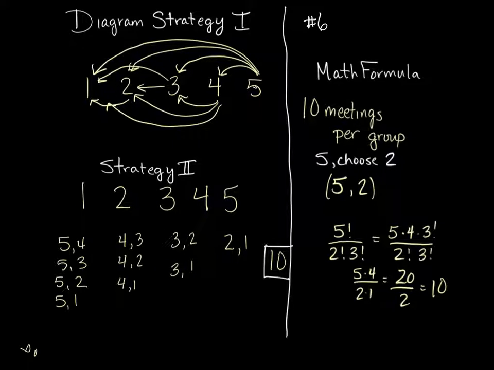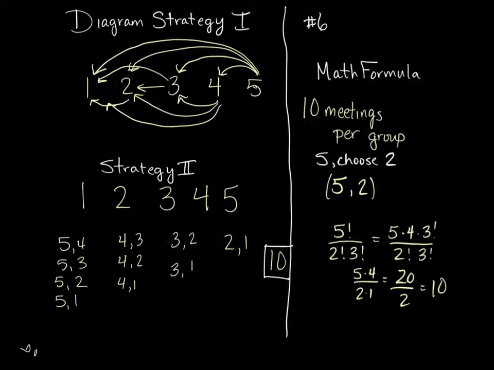So I drew some diagrams over here, and I'll just look at this one first. At the top, all I did was person 5 has to meet with 4, they meet with 3, they have to meet with 2, they have to meet with 1. Then 4 has to meet with 3, 4 has to meet with 2, 4 has to meet with 1. 3 has to meet with 2, 3 meets with 1, and then 2 meets with 1.